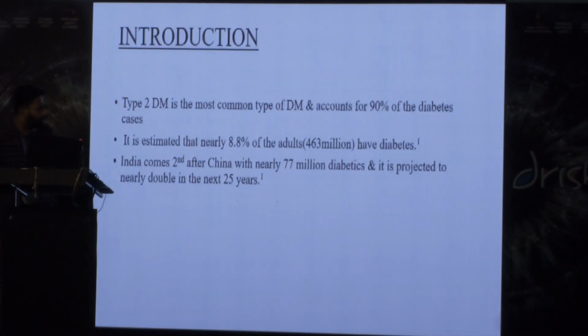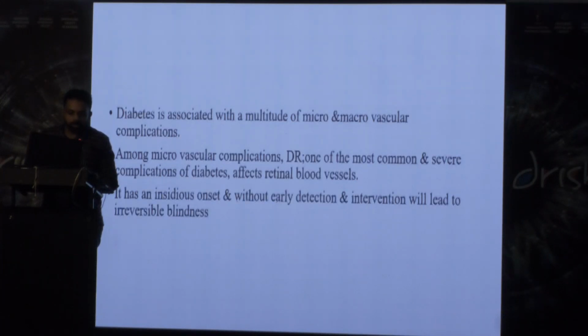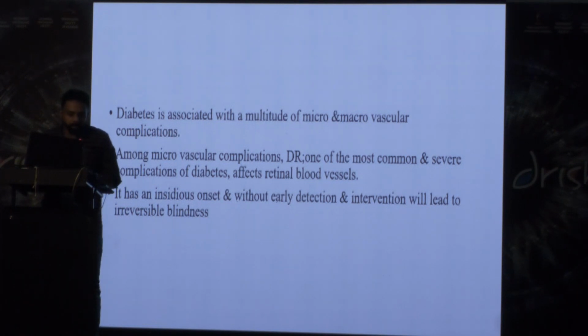So type 2 diabetes mellitus is one of the most common types of diabetes mellitus and accounts for about 90% of the diabetes cases. It is estimated that nearly 8.8% of adults have diabetes. India comes second after China with nearly 77 million diabetics, and it is projected to nearly double in the next 25 years. Diabetes is associated with a multitude of micro and macrovascular complications, and among the microvascular complications, diabetic retinopathy is one of the most common and severe complications of diabetes, affecting retinal blood vessels.